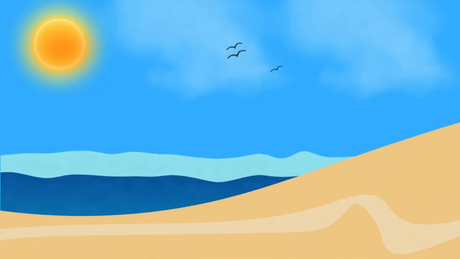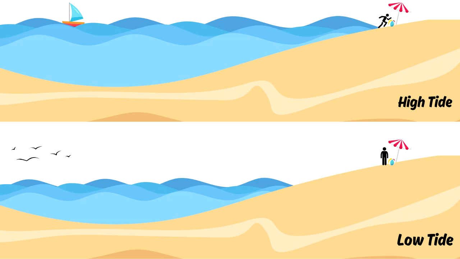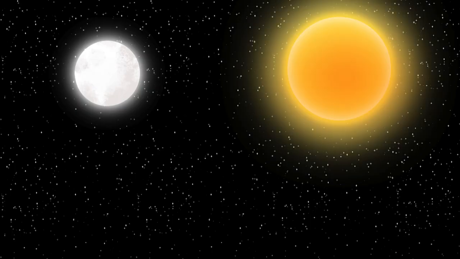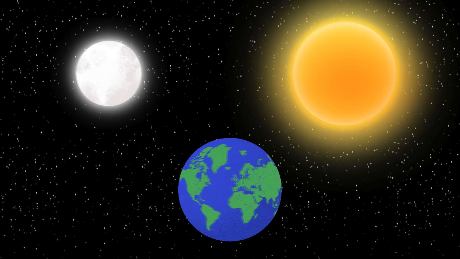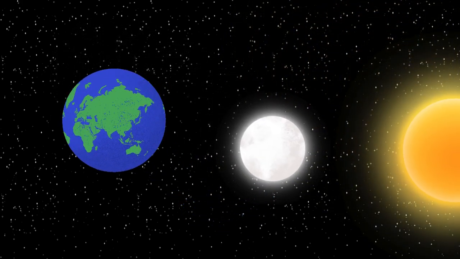Have you ever wondered why the sea levels rise and fall throughout the day? Tides are the regular rise and fall of sea levels caused by the gravitational forces exerted by the moon, the sun, and the rotation of the Earth. These forces create tidal waves that travel across the oceans, leading to periodic changes in sea level.